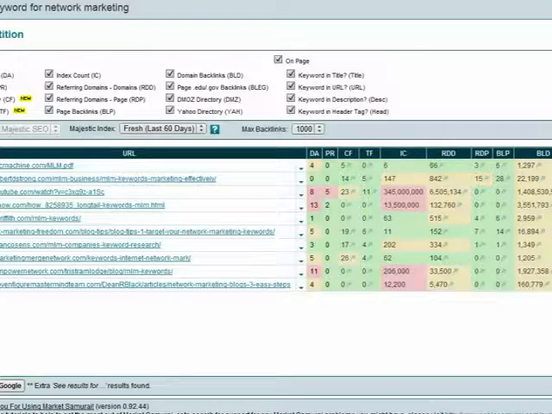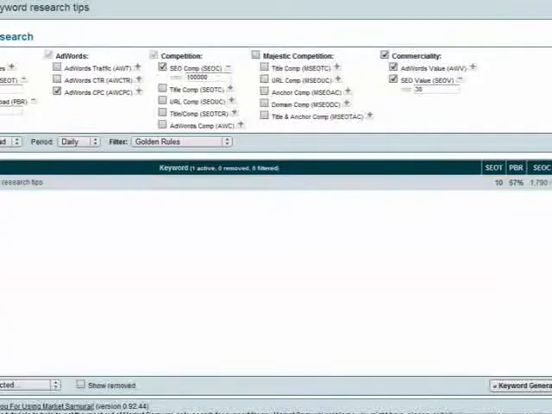So let's look at one that might be a little bit better. We're going to look at keyword research tips. And first we're going to look at the keyword analysis. So the number of clicks in the first position for this word would be 10. Okay, so let's go over here and look at the competition.